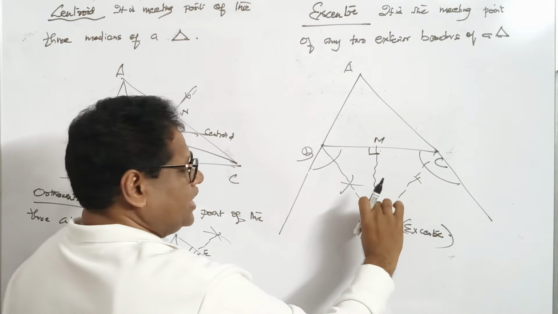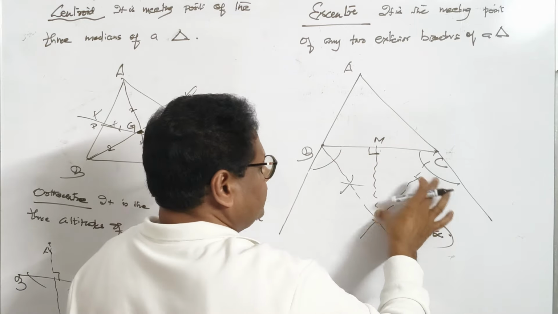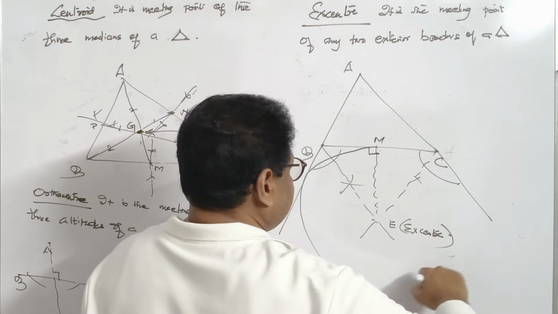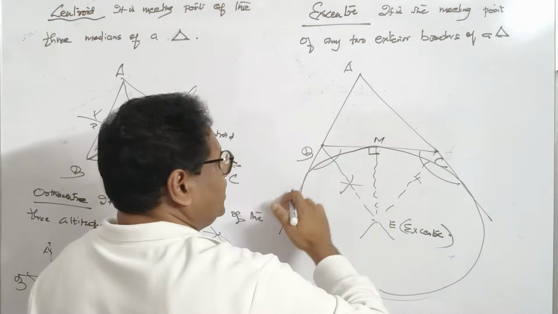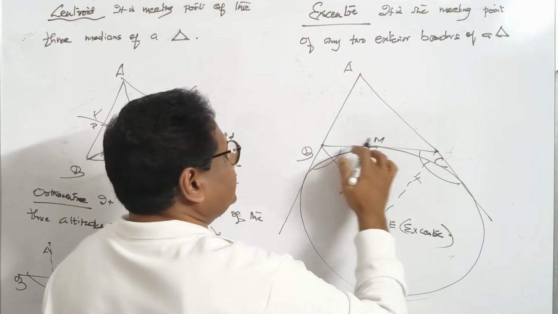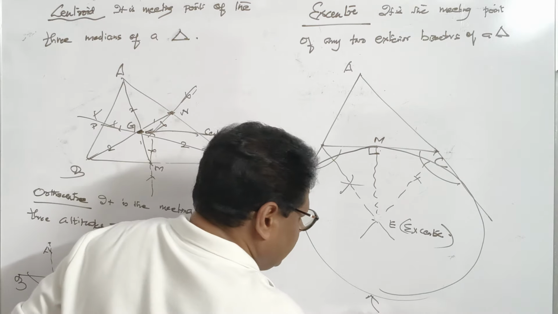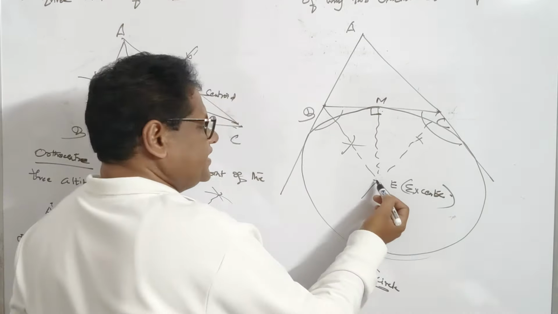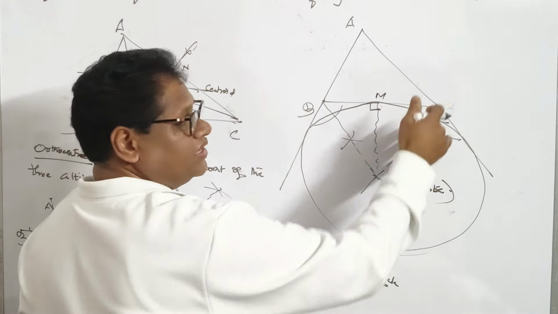If you put the compass needle here and measure this radius and draw an arc, it will measure the radius of the excircle. This is the excircle, touching the two sides of the triangle produced and the third side. So this is called the excircle. This is the excenter, the meeting point of any two exterior bisectors of a triangle.